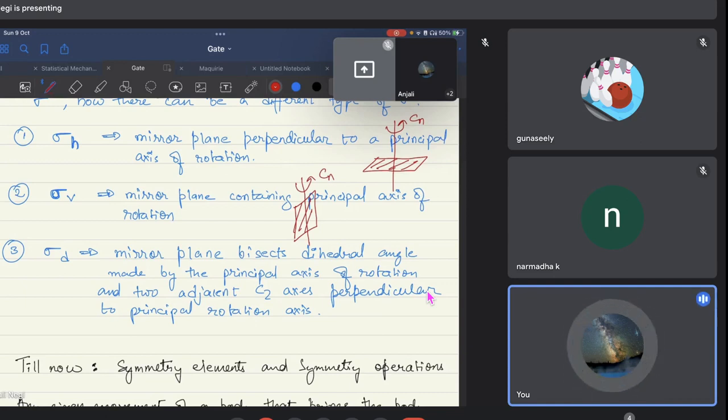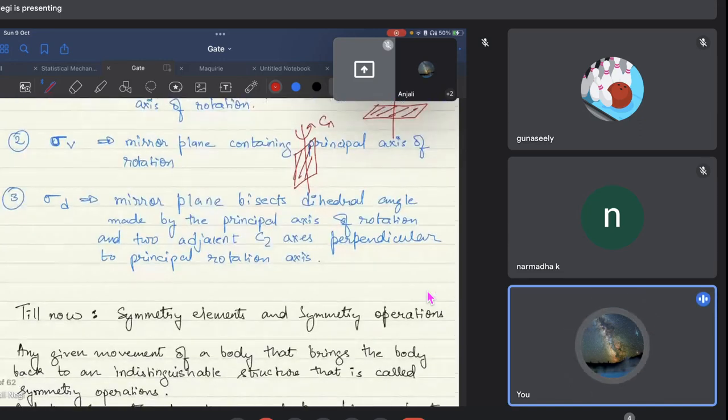And again, as in the definition, you can see it is saying not only plane but mirror plane. So mirror plane means it will do reflection. What does a mirror do? It does the reflection. So in the definition itself you will get what operation it will do.